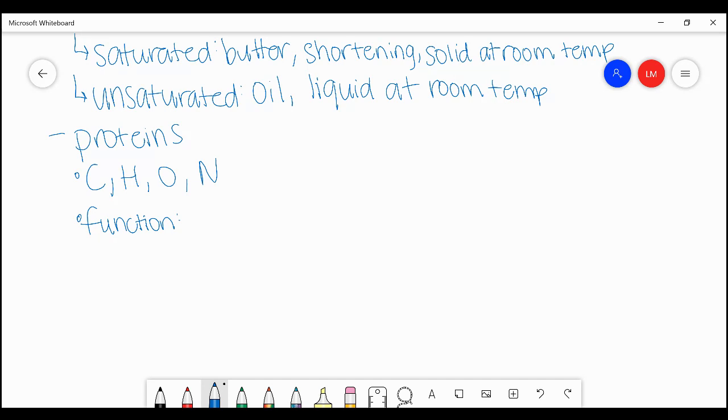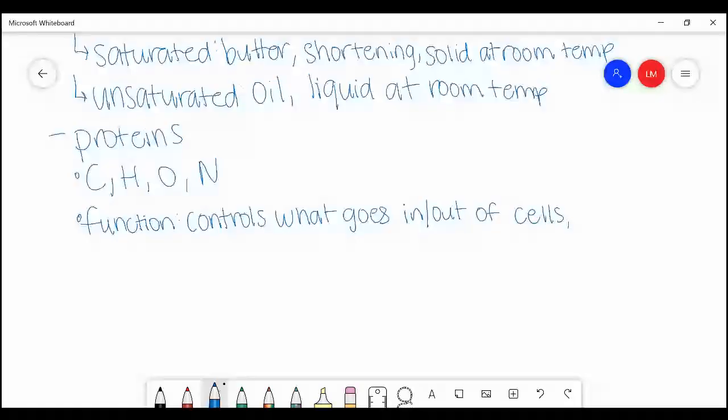Proteins are important in controlling what goes in and out of cells. So maybe we want lots of glucose coming into our cells. A protein will help glucose get to the inside of the cell. Proteins are also important for controlling muscle movement.